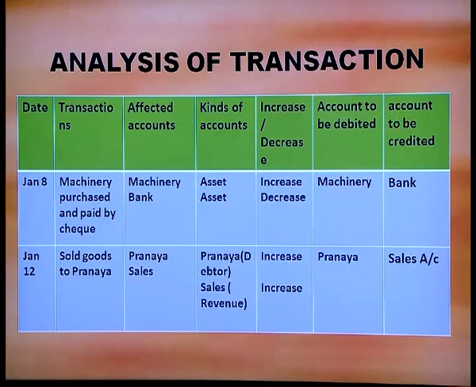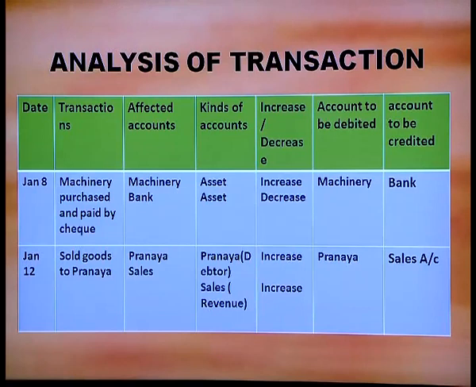Which are the affected accounts? Machinery is coming inside the business, so machinery is increasing, machinery account, and paid by check. So bank account and machinery account are the affected accounts. Machinery will come under asset account. Bank also will come under asset account. Rule for asset account, debit when there is an increase in the asset. Credit when there is a decrease in the asset. Machinery is increasing, bank is decreasing. So machinery account is debited and bank account is credited.